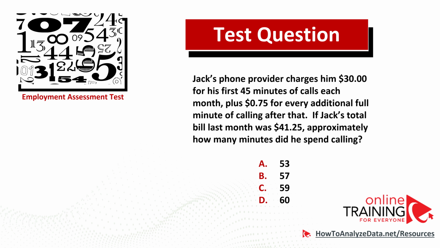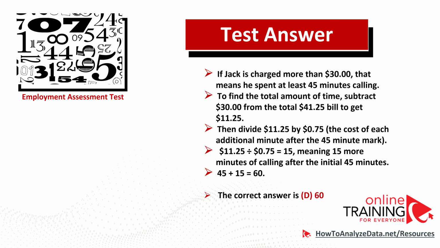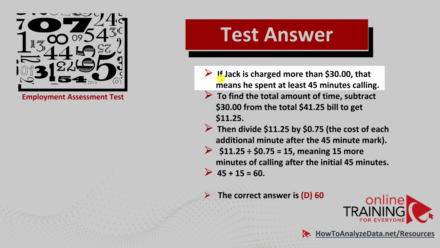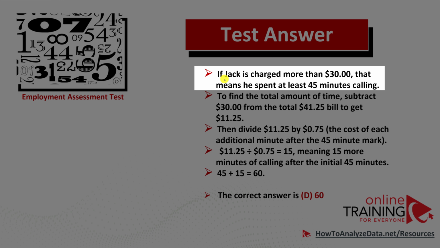Now let's jump straight to the solution. If you look at the original question, you will quickly understand that Jack's phone provider charges split into 2 parts. Fixed charges, $30 every month for the first 45 minutes, and then variable part of the bill, which charges 75 cents for each additional minute. To solve this challenge, you need to make an assumption that if Jack is charged more than $30, it means that he spent at least 45 minutes calling, and in this case, more than 45 minutes calling.